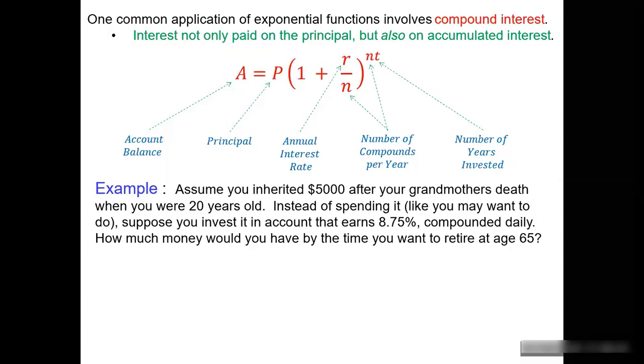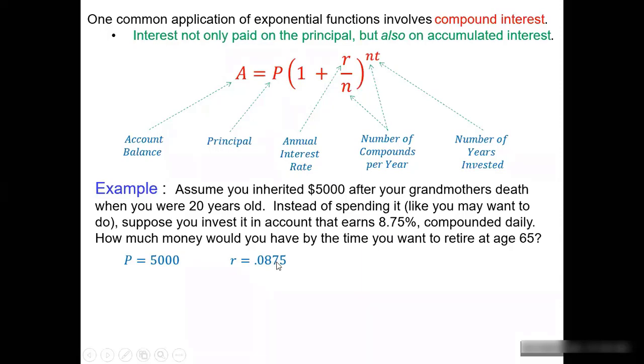Well, before we can do anything, we have to start stipulating what values we have and what values we're trying to find. So the first thing we should recognize is that our principal is $5,000. Next, we should recognize that our interest rate is 8.75%. So that means that R as a decimal is 0.0875. It's important not to say 0.875 or else that would be 87.5%.